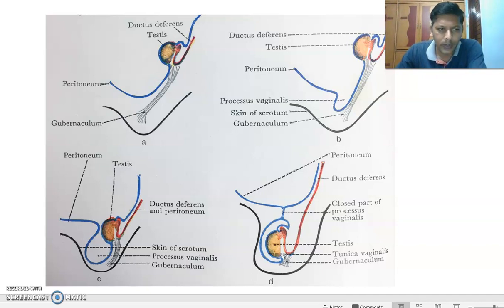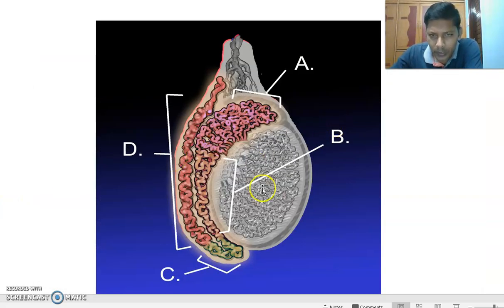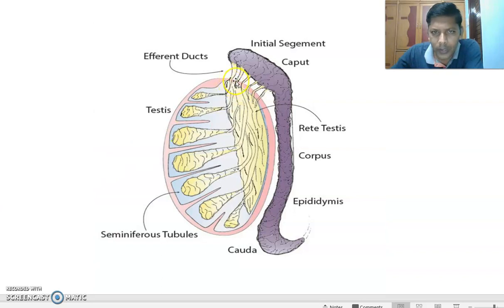Next, come to the next part, that is called the epididymis. The vasa efferentia leave the testis. As I told you, the vasa efferentia leave the testis. You can see here these are the seminiferous tubules, all highly coiled, in the testis, and the vasa efferentia. These are the vasa efferent ducts. We can also say efferent ducts. E means going out.